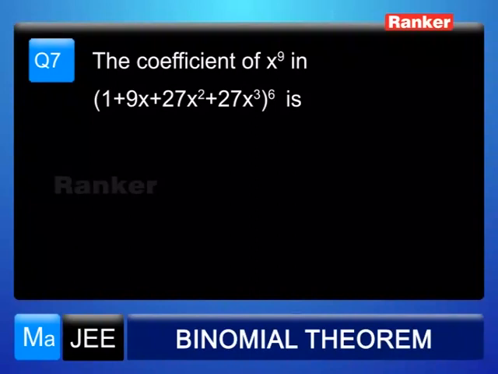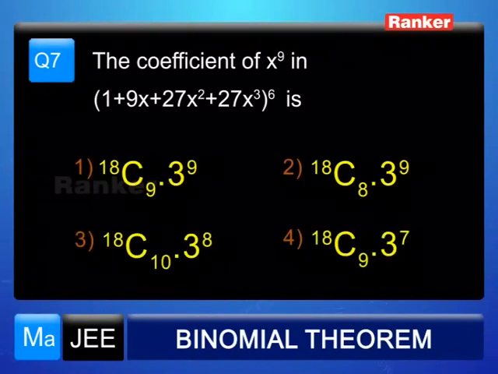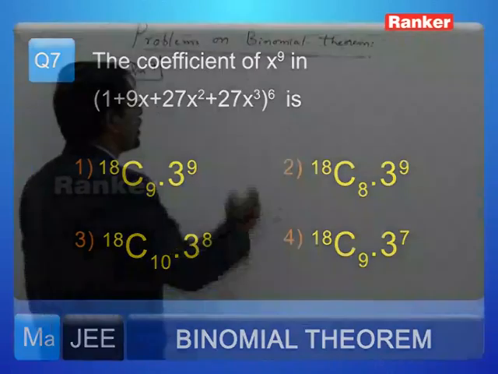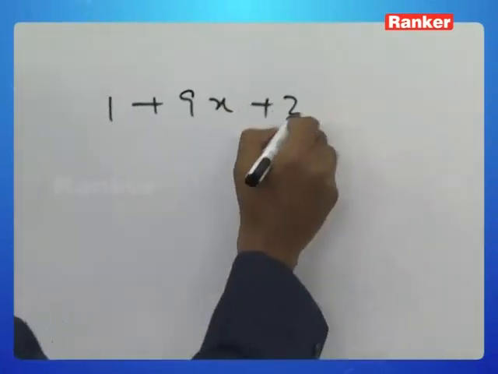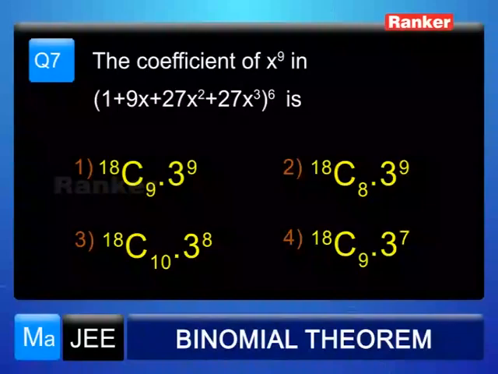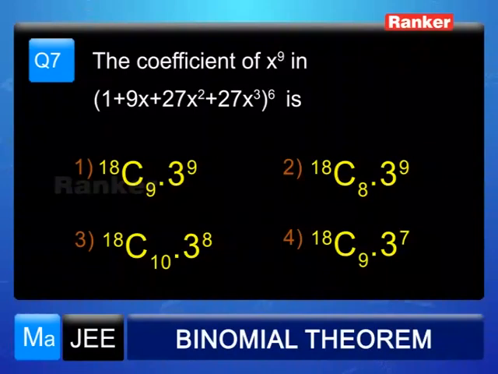The coefficient of x power 9 in the expansion of (1 plus 9x plus 27x square plus 27x cube) raised to the power 6 is: first option 18C9 3 power 9, second option 18C8 3 power 9, third option 18C10 3 power 8, and fourth option 18C9 3 power 7. So now let's see 1 plus 9x plus 27x square plus 27x cube.